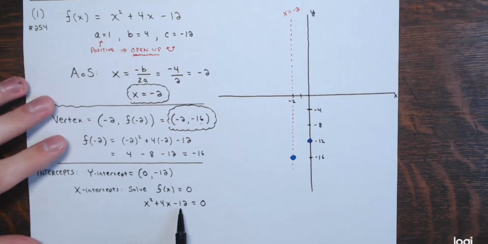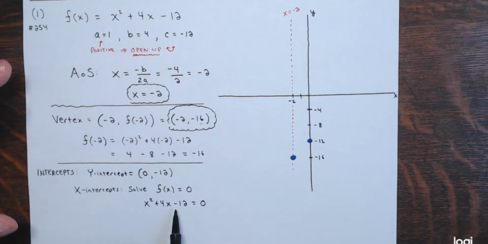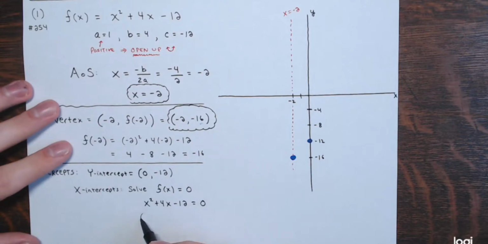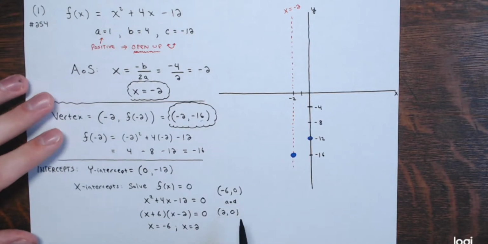Now you could solve this with the quadratic formula. You can solve it by completing the square. But this one here is actually factorable. This factors to x plus 6 times x minus 2. And so the solutions of this equation are -6 and +2. So the x-intercepts are -6, 0 and +2, 0.